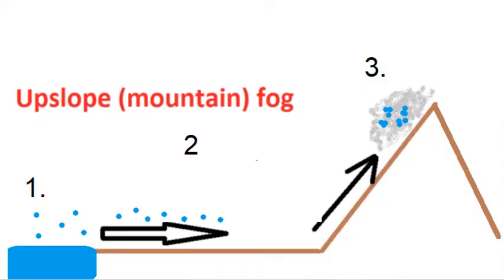This is what we call upslope or mountain fog. So we can get fog in the valleys, and we can also get fog forming on the upslope, or as the air goes up mountains. And let's take a look at how that forms.